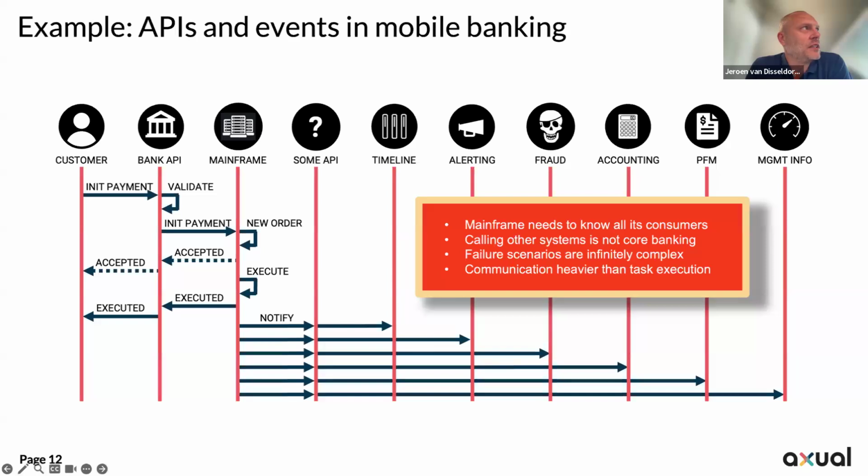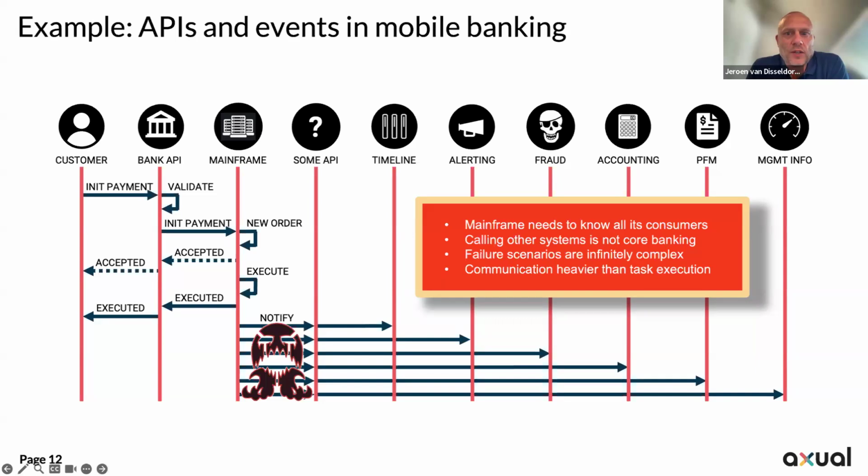And if you see here, there's actually two commands, new order and execute, being done by the mainframe. The rest is all notifications. So that means that communication becomes a heavier burden than the actual transaction task execution. And this in general is really a hell to manage.